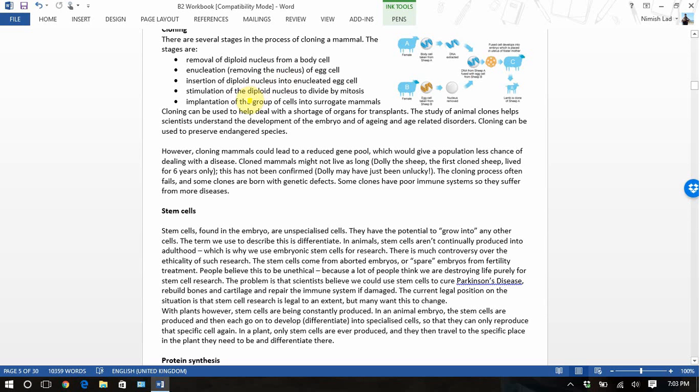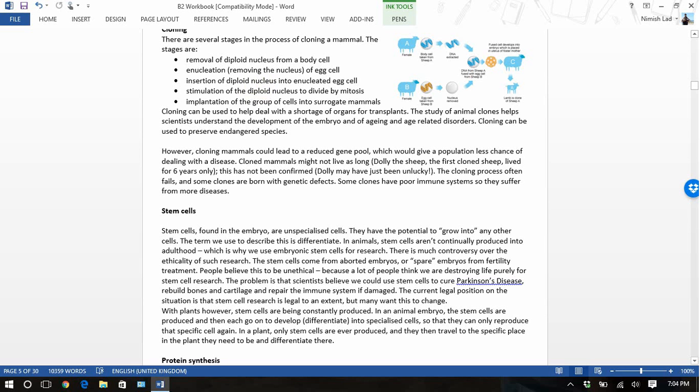That surrogate will now allow the cells to reproduce inside of it and foster it, and essentially it will grow and become a clone. So it can deal with situations such as shortage of organs for transplants or organs for animals, and it helps scientists understand how embryos actually develop and the aging of age-related disorders. Clones can also preserve endangered species. However, it could reduce the gene pool.